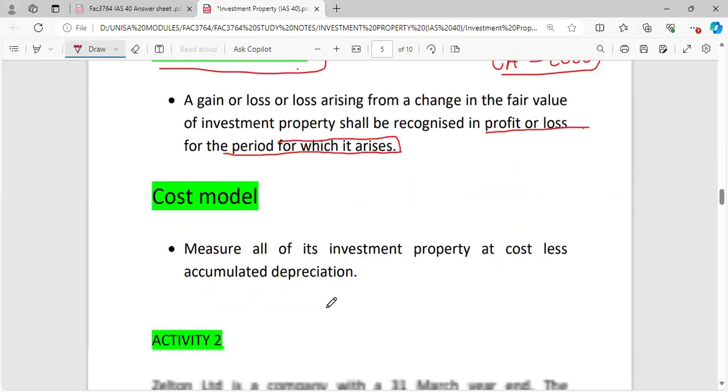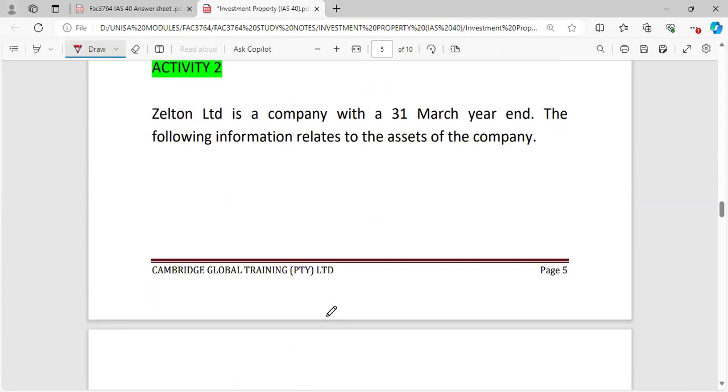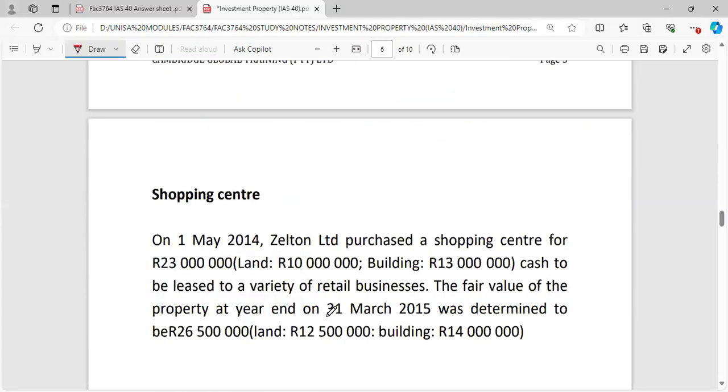The cost model for investment property is not common. You will see it when you do your further FAC, but this is when we have cost less accumulated depreciation. But you can see that most investment property appreciates. So in that case, the cost model is not common in investment property. Right, so let's just go through the other activity.